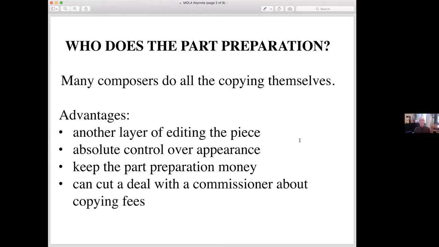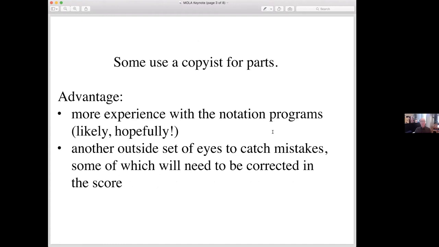It also means that if I get a commission from an orchestra and they come to me and say, this is our budget, I can cut a deal with the commissioner about copying fees. That might be harder to do if I was using another person as the copyist. So doing all the copying myself gives a lot of flexibility. And in my experience, more and more of us are following that.